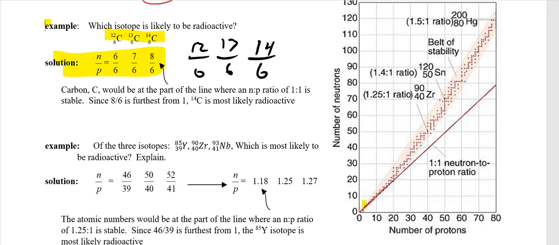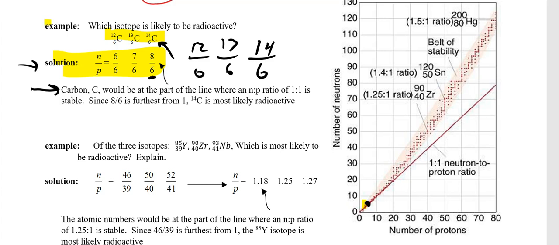Why neutrons on top? Because you're always trying to deal with numbers bigger than 1 because they're nicer to deal with. If you look at carbon, carbon's way down here on the line, so we're looking for a ratio of 1 to 1. In our ratios, the one furthest from 1 happens to be carbon 14 with its 8 to 6 ratio. So carbon 14 would most likely be radioactive.